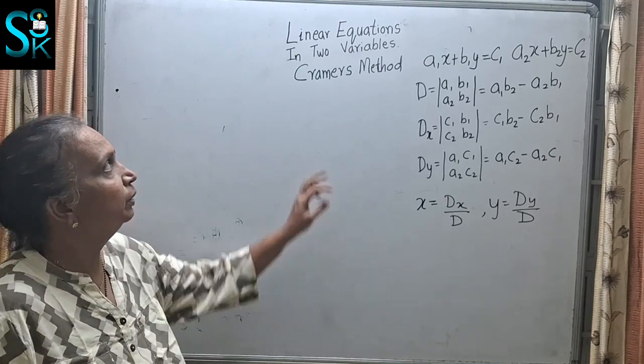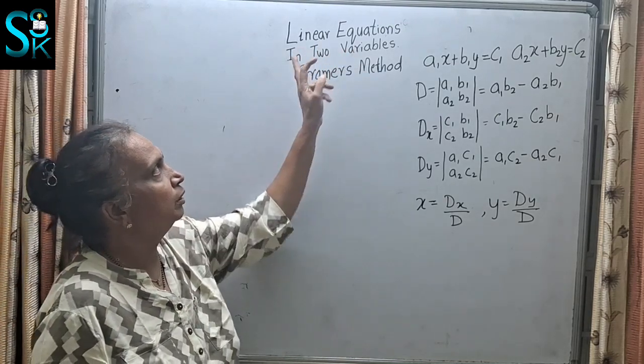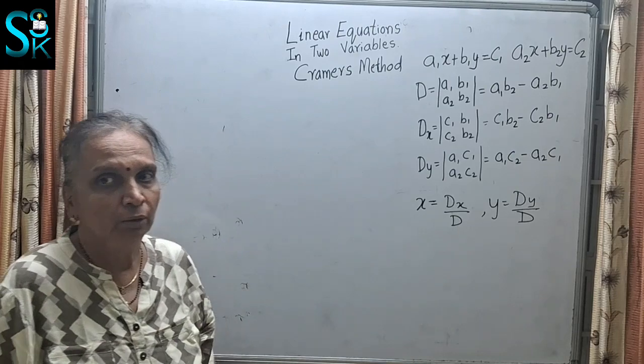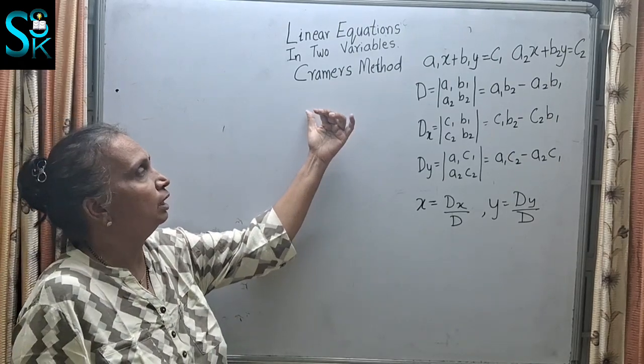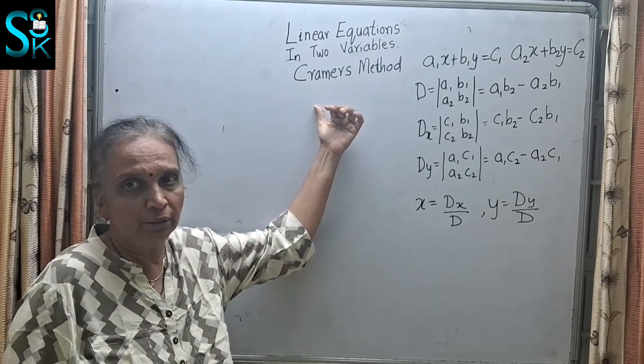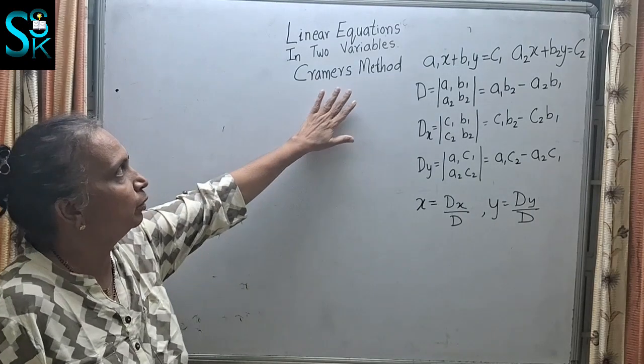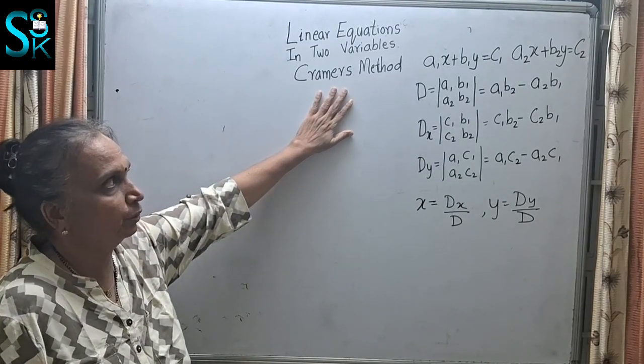Once again I am back with linear equations in two variables. In the previous lecture we learned the elimination method. In this lecture we are going to learn Cramer's method.